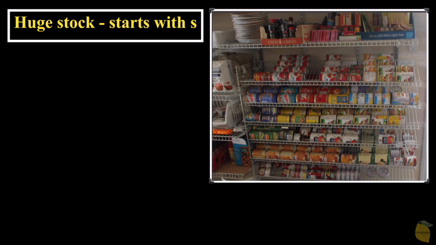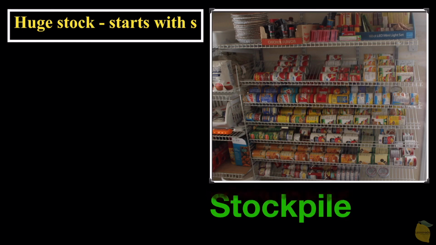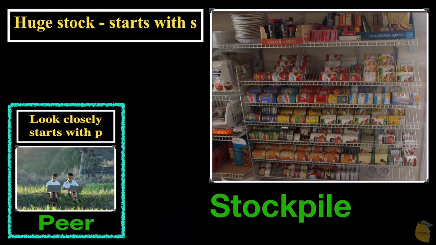Huge stock starts with S. In this picture, we can see loads of tins on a rack, so obviously it's huge stock. So this means the word must be stockpile. Let's recall the previous slide, which is peer.